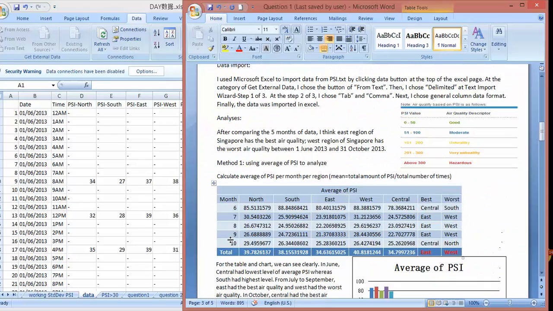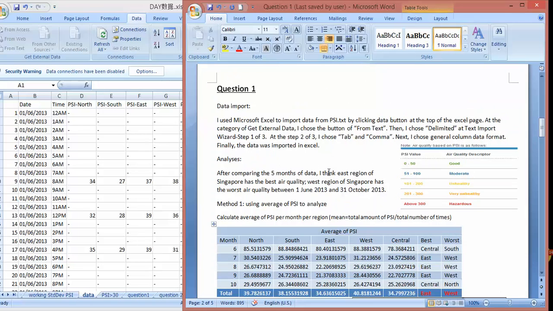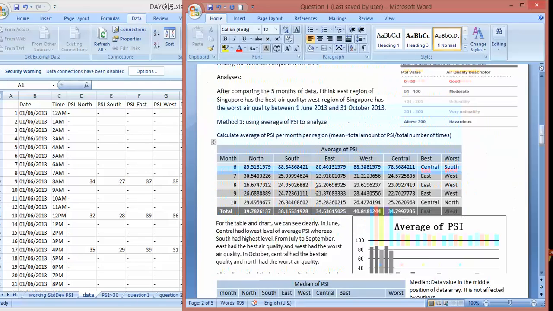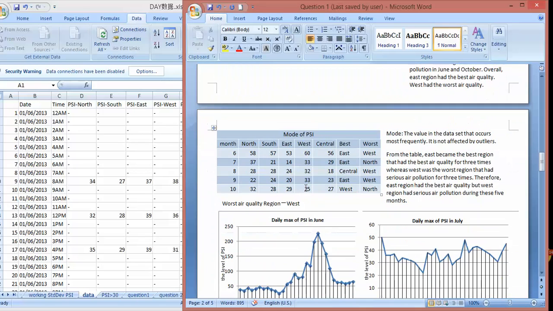Therefore, we can know that the East region of Singapore has the best air quality, and the West region of Singapore has the worst air quality between June 1st and October 31st. Here is the worst air quality region, which is the West.